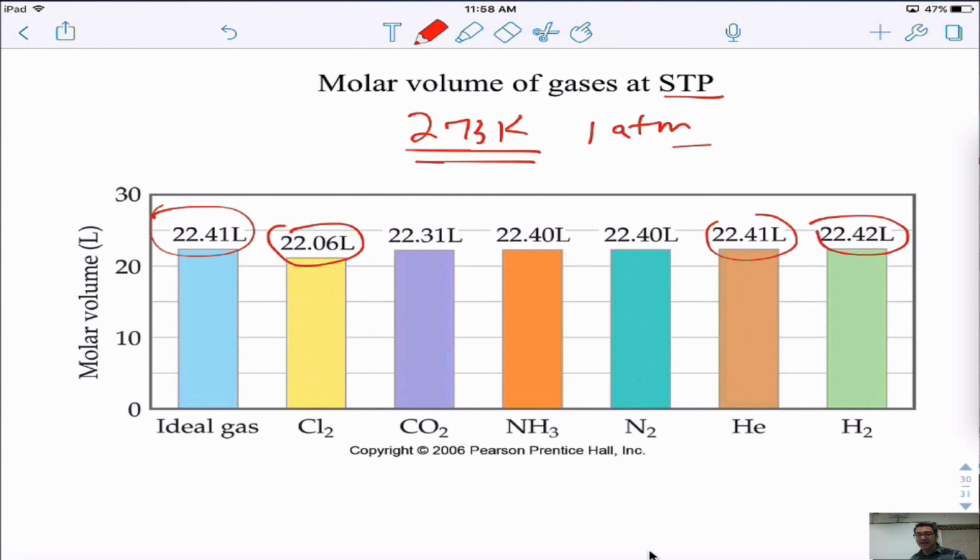Remember that if you take a gas and put it under high pressure and low temperature, it'll deviate from ideal gas behavior. The best gases to stay ideal will be hydrogen and helium, the lightest gases, the ones with the least intermolecular forces and the smallest molecular volume.